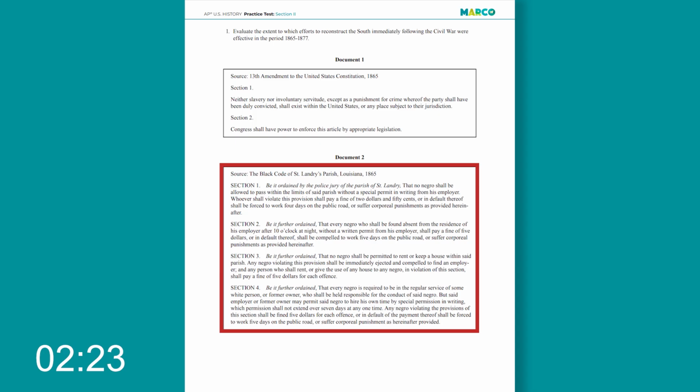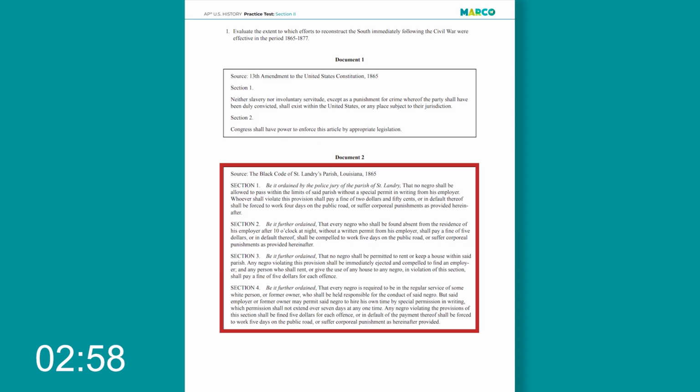You have to pay a fine of $2.50 or be forced to work 4 days on the public road or suffer corporal punishments as provided here. So you get whipped or fined or sentenced to work if you walk in the wrong district. So this is segregation. I'm keeping little notes on the side, hoping to make connections between the documents. Number 2, anyone who's found absent from the employer. So there's a curfew put on African Americans. This is terrible. Fine, public road, same punishments.